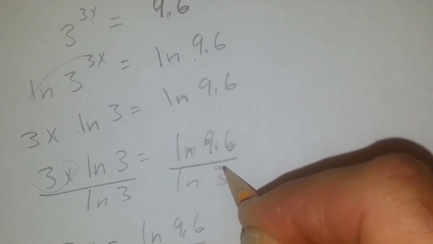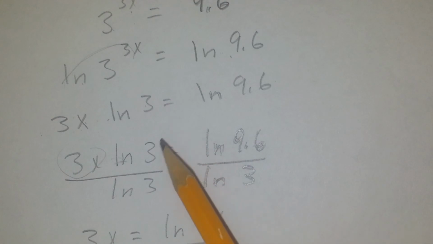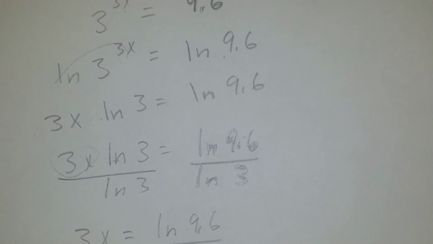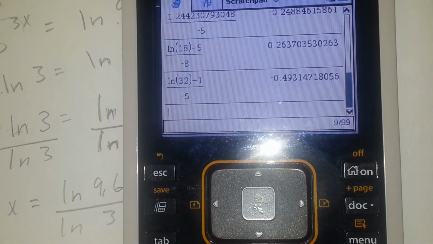I hope you can see this, guys, okay? All right, so I divided both sides by log of 3. And notice this time this is a log of 9.6 over log of 3. Okay, so if I do this, maybe you guys can see this.